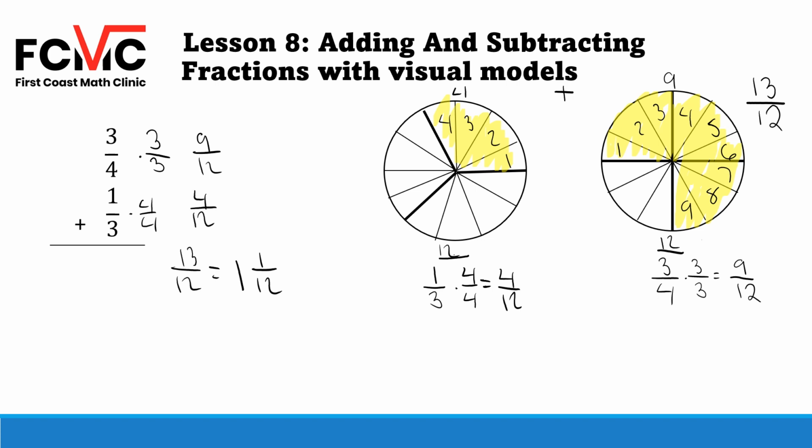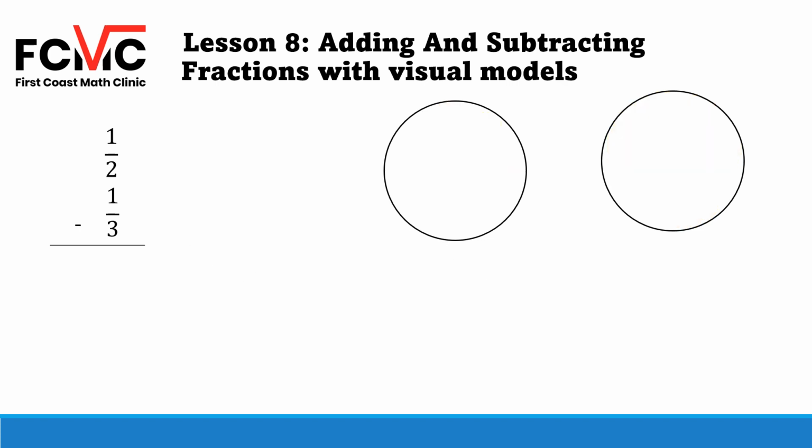All right, let's do another example with circles as visual models. So now we're doing 1/2 minus 1/3. So now our total pieces are 2 and 3. So here we've got 2 pieces, right? So this is going to be 1 over 2. So we've got 2 total pieces. We have one of them, right?